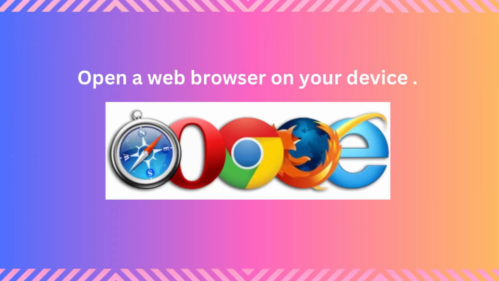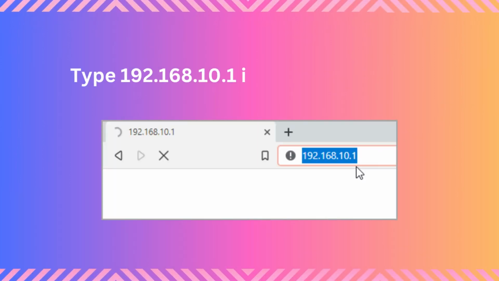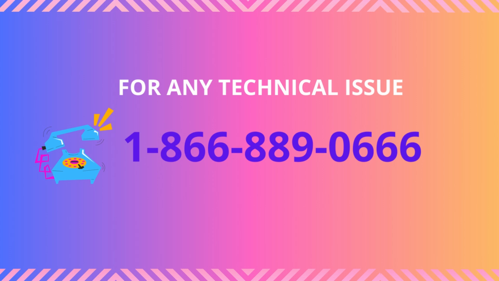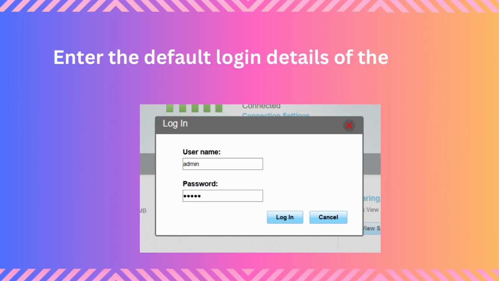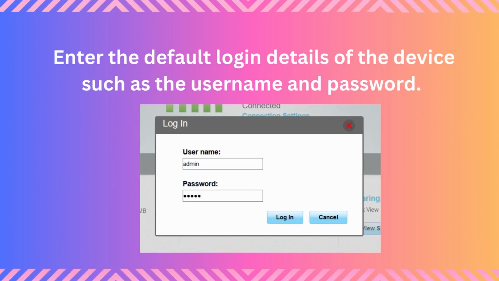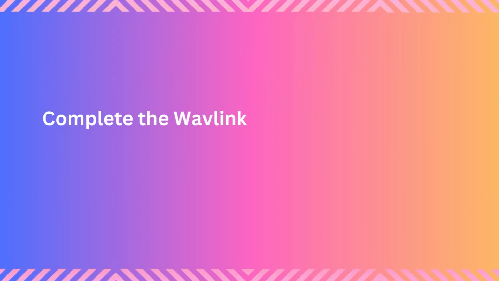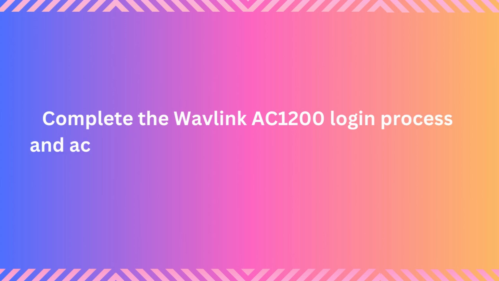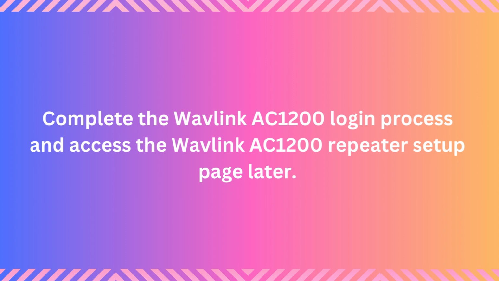Open a web browser on your device. Type 192.168.10.1 into the address bar. Enter the default login details of the device, such as the username and password. Complete the Wavlink AC1200 login process and access the Wavlink AC1200 repeater setup page later.